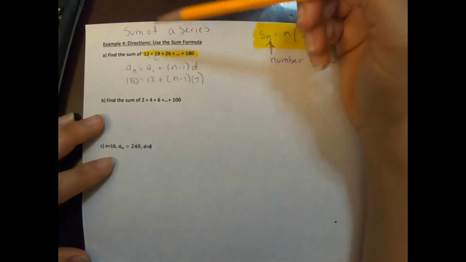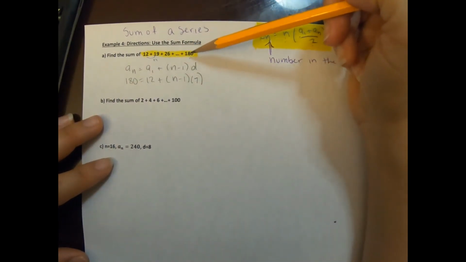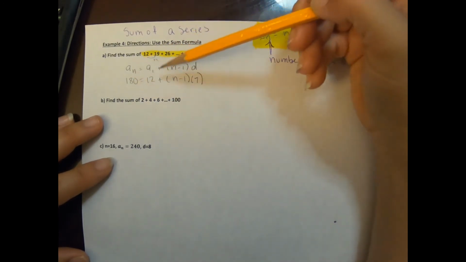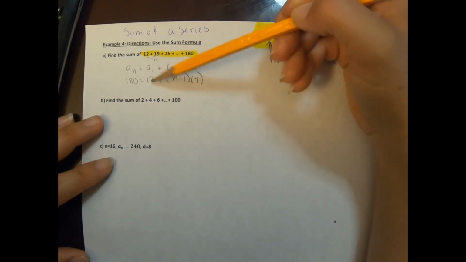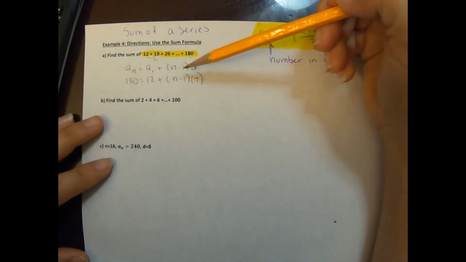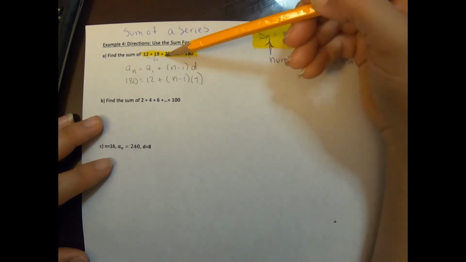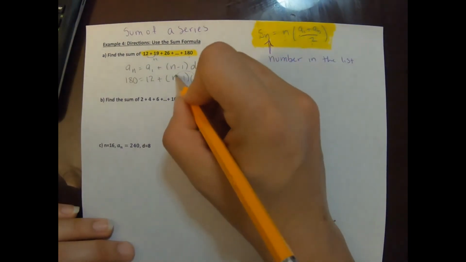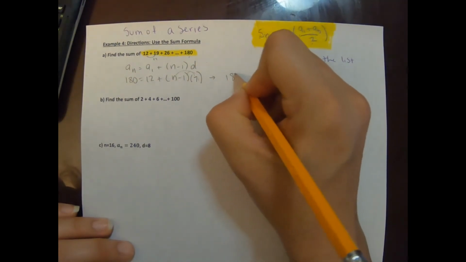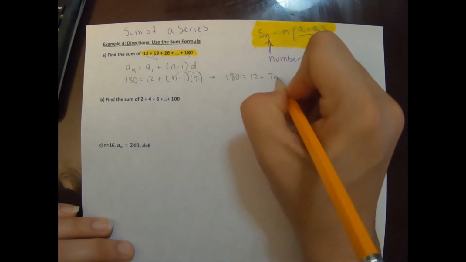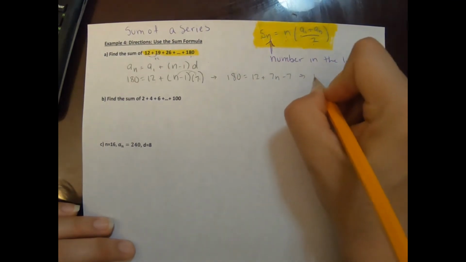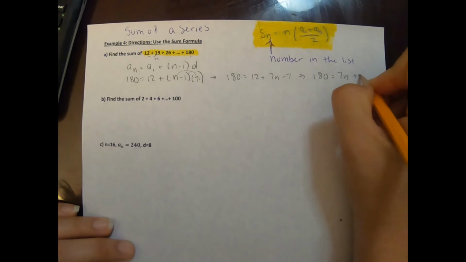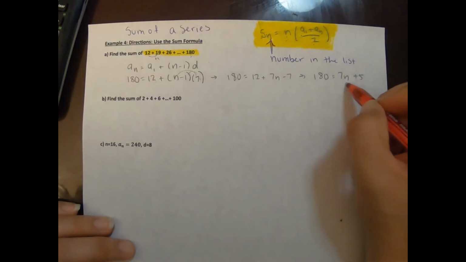So I know I'm trying to find what number 180 is in this list. So I'm going to put 180 as the result. I'm going to put 12 in the first term spot. I don't know what number 180 is. I'm still going to use the n minus 1, and I can see that it's going up 7, so I put a 7 here. I'm going to simplify. 180 is 12 plus 7n minus 7. 180 is 7n plus 5. I'm solving for n.